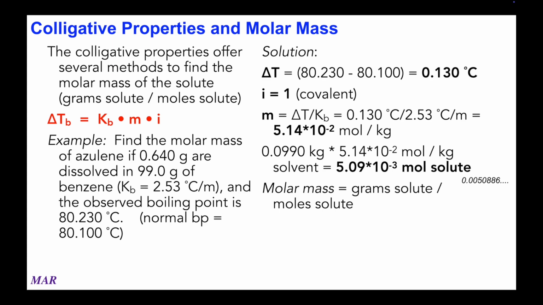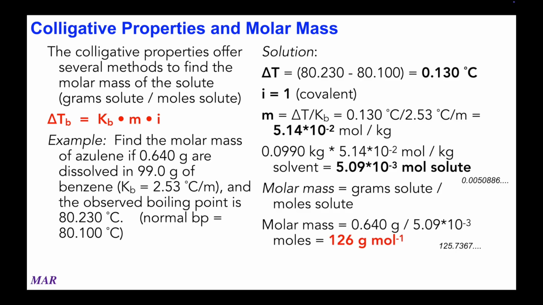Well, we had 0.640 grams of azolene in this problem. So that grams divided by the moles we just calculated, 126 grams per mole, is the molar mass of azolene. And this is a really cool way to verify that the compound's molar mass is the same as you think it is. Sometimes it's nice to have a physical method to balance the electronic methods that are used so often as well.